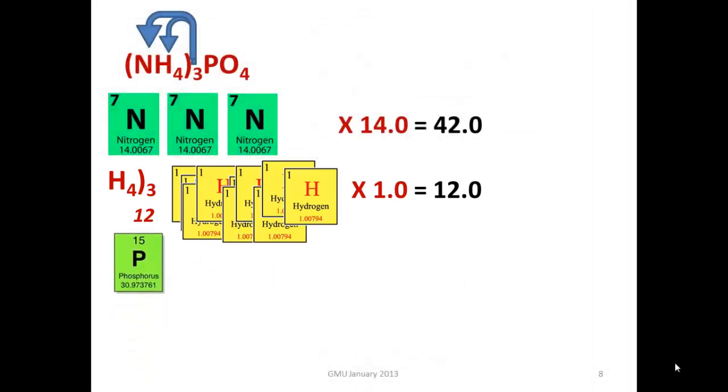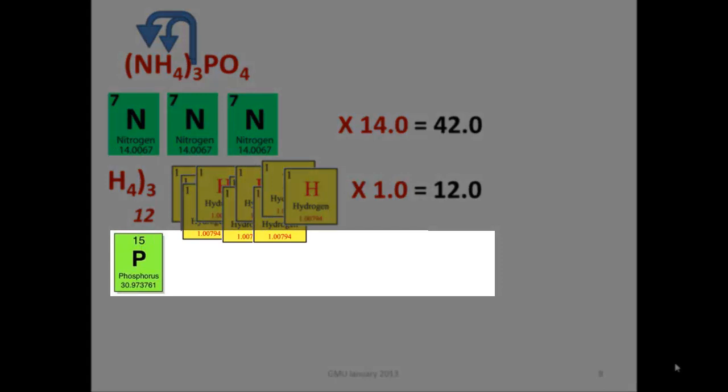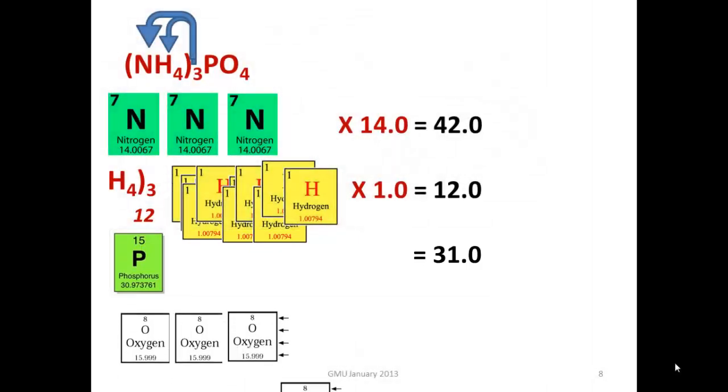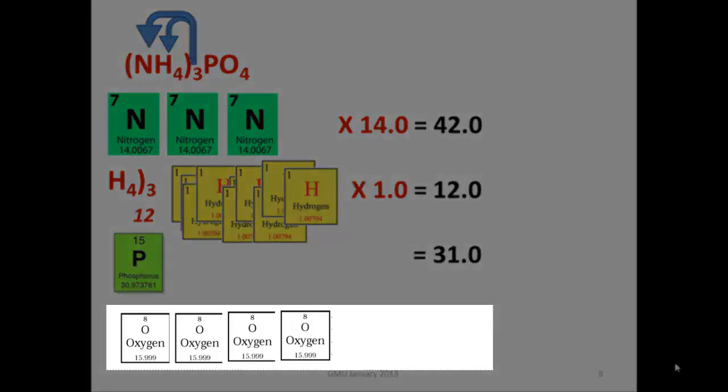Next, we have phosphorus, and there's only one. Phosphorus has a mass of 31 grams, so we just write 31. And last, we have 4 O's. Each O has a mass of 16 grams, and 16 times 4 is 64.